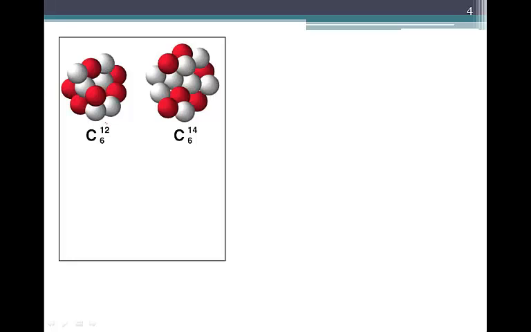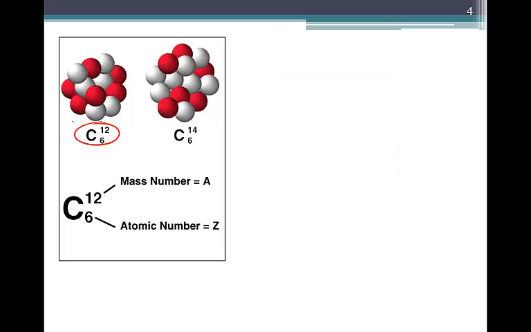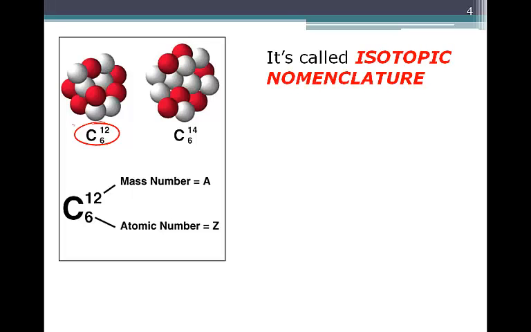If we take a look at the way we're writing here, we see carbon-12 with a 12 and a 6. This top number is the mass number, and this bottom number is the atomic number. This is called isotopic nomenclature. Nomenclature refers to a naming system, so this is a way that we can write and name our isotopes.